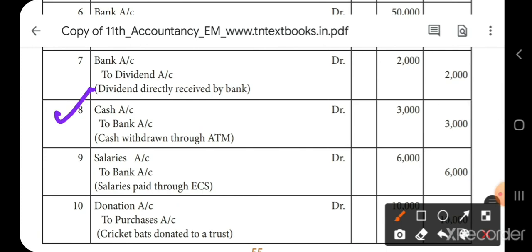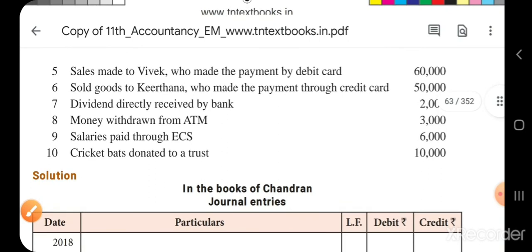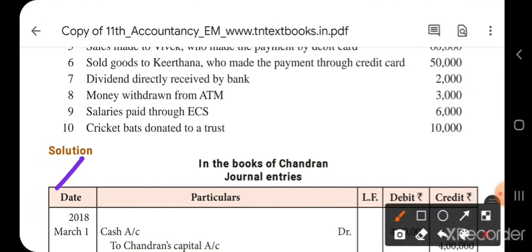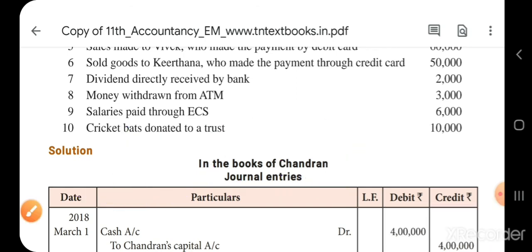Cash withdrawn through ATM. The next transaction, salary paid through ECS. So the accounts involved are salary account and bank account. Salary is an expense, so it is a nominal account. Debit all expenses and losses. Bank is a personal account. Credit the giver. Here bank is making the payment, so you credit. The entry is salary account debtor to bank account.